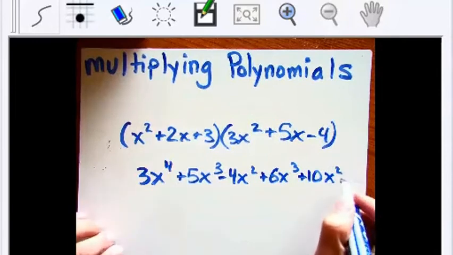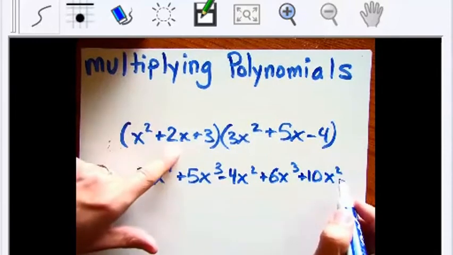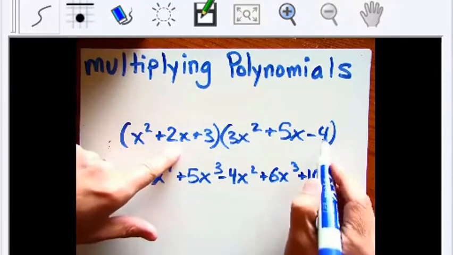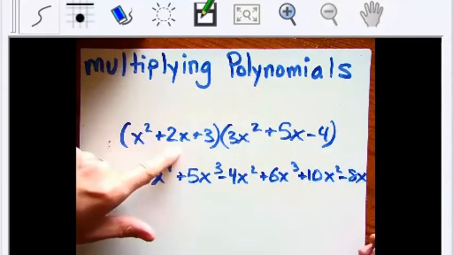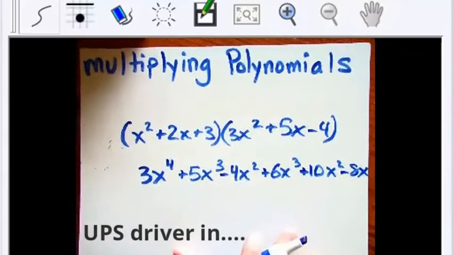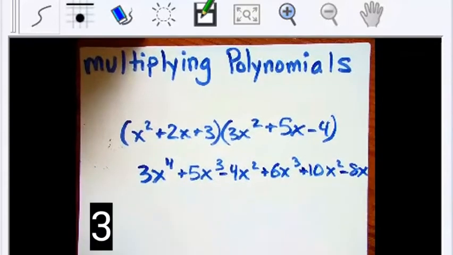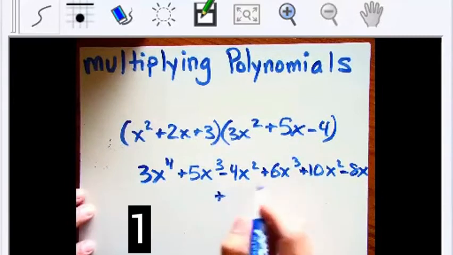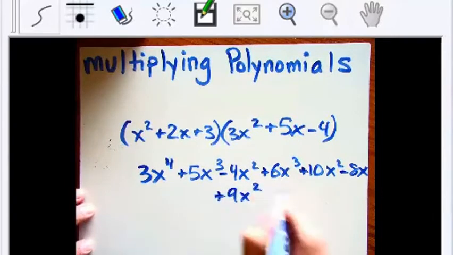Okay. I'm running out of room here, but I would keep going in that sense. 2x times the negative 4, and then the 3 is going to go to all of those guys also. And then don't forget to combine like terms when you're all done. Okay? So that's it.